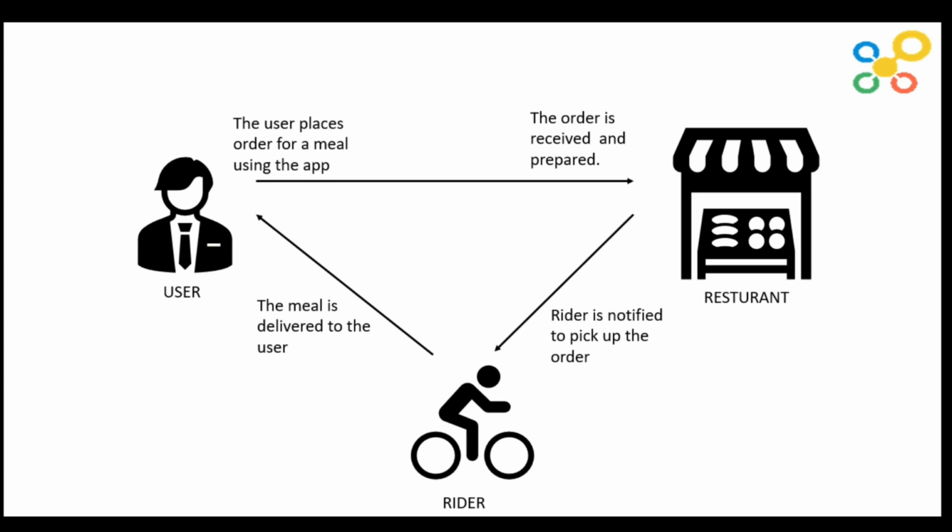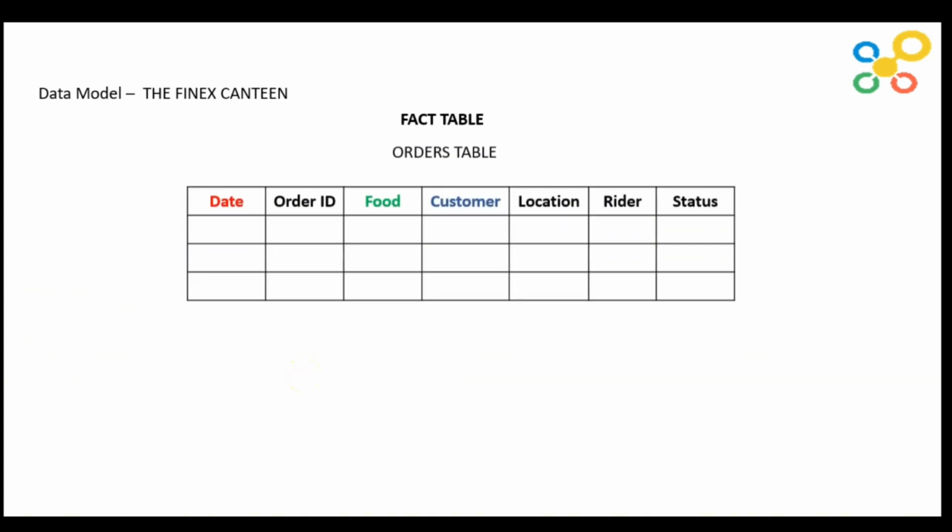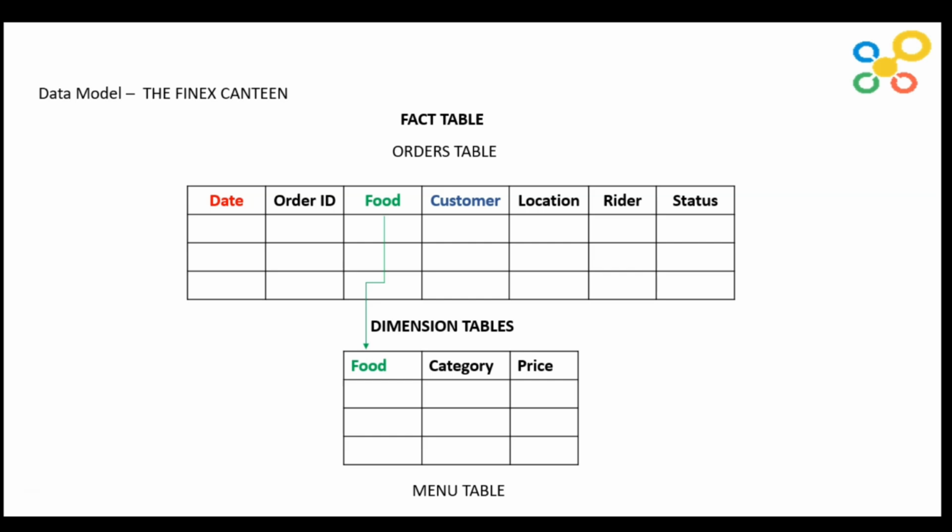A business model like this can be broken down into a data structure like this. First, you have your fact table, which is going to be the orders table. This table is going to contain all the orders that users place to the restaurants. So we have the date, the order ID, the food, customer, location, rider, and status of the order. Now you realize that your dimension tables are going to be a menu table that's going to have the names of all your meals and the category, whether they are drinks or other kinds of meals, so you classify the meals.